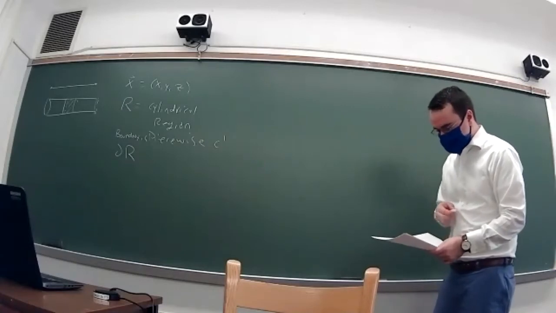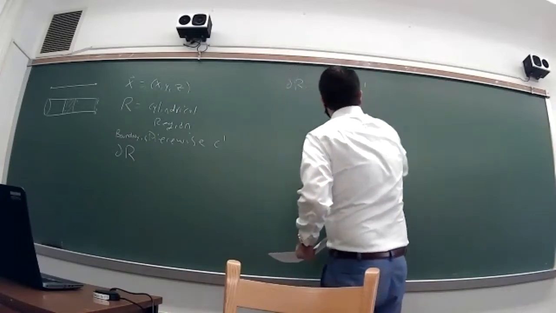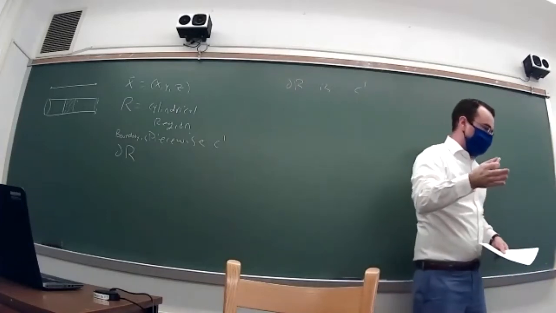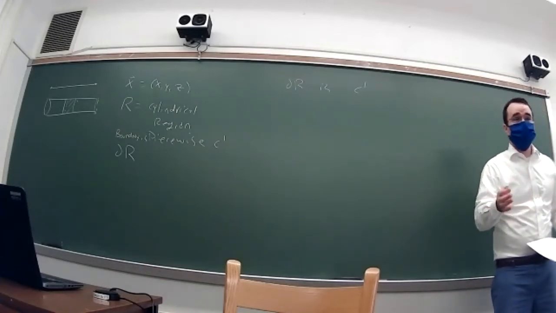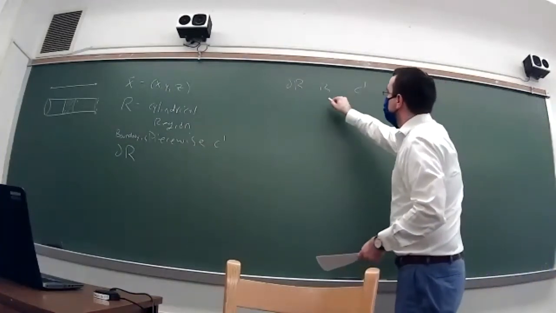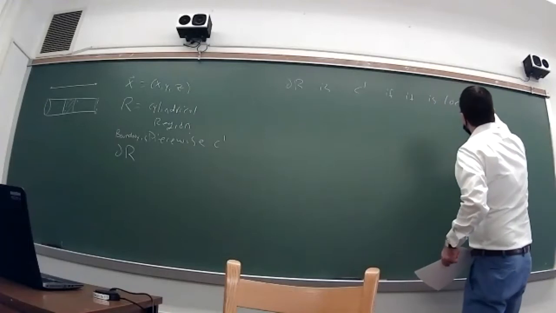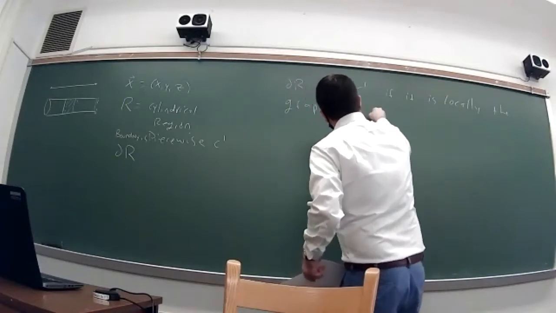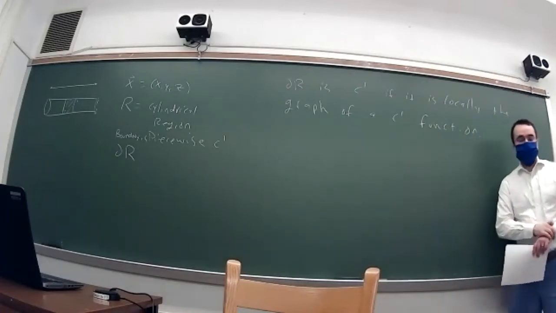But the way you should think of it is that a function is C1 if its partial derivatives exist and are continuous. So how can a surface be C1? The boundary of R is C1 if it is locally the graph of a C1 function, and I'll explain that in a little more detail.